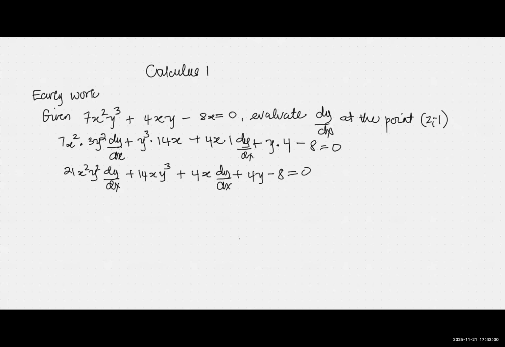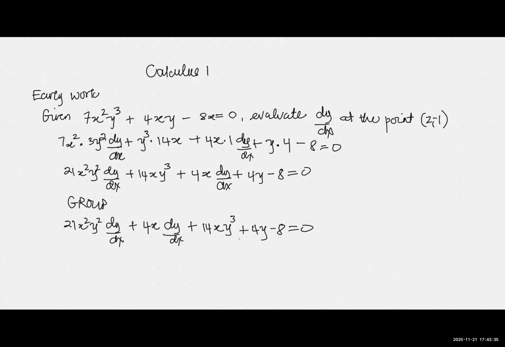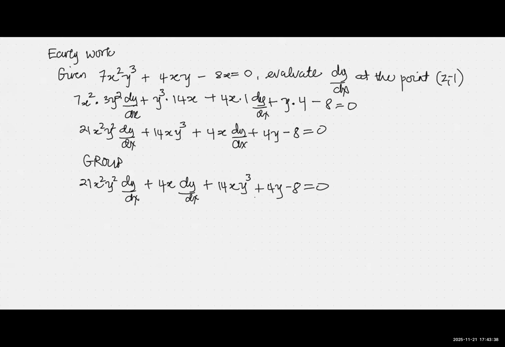Going to be grouping now. I'm putting all my dy by dx's together. 21x squared y squared dy by dx plus 4x dy by dx plus 14x y cubed plus 4y minus 8 equals 0. Are you agreeing with me so far? Yes, sir. Good job.